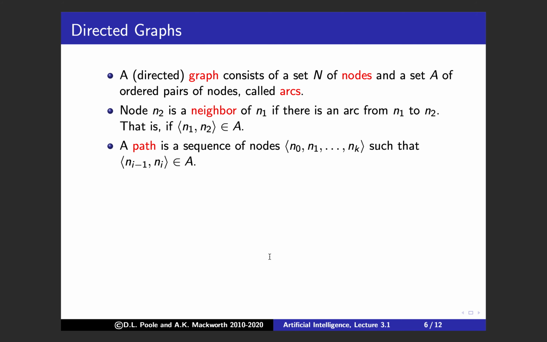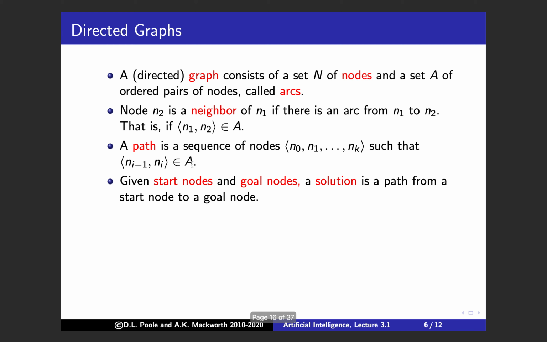A path is then a sequence of nodes such that there's an arc between n1 and n2, an arc between n2 and n3, etc. In other words, for a path, each pair n(i-1) and n(i) is an arc. So it's any sequence of nodes where each consecutive pair is an arc. Given a set of start nodes and a set of goal nodes, a solution is a path from a start node to a goal node.